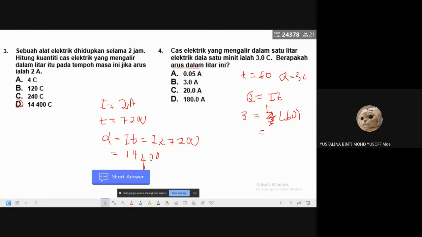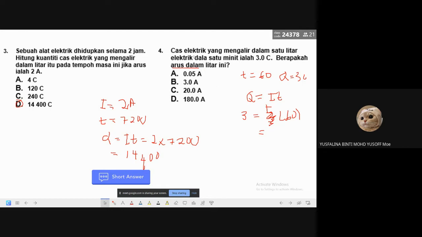Alright, so this one it says the electrical appliance is switched on 2 hours. You need to find the quantity of charge, you need to find the Q. They already give you the I here, 2. So the 2 hours you need to change to seconds, right? So I is 2, T is 7,200. Then if you multiply, you will get 14,400. So the answer is D. Okay, just use Q is equal to IT.